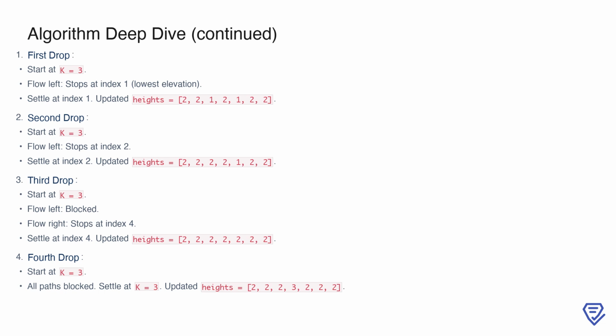For the second drop, starting again at index 3, the water flows left and settles at index 2, resulting in an updated terrain of 2, 2, 2, 2, 1, 2, 2. The third drop starts at index 3 but is blocked from flowing left, so it flows right instead, settling at index 4. The terrain becomes 2, 2, 2, 2, 2, 2, 2. Finally, the fourth drop starts at index 3, but all paths are blocked, so the water settles directly at index 3. The final terrain is 2, 2, 2, 3, 2, 2, 2.